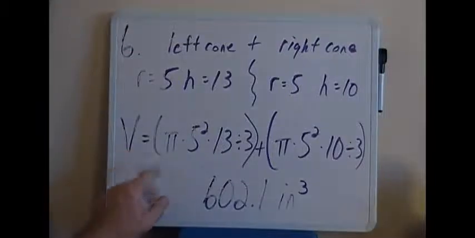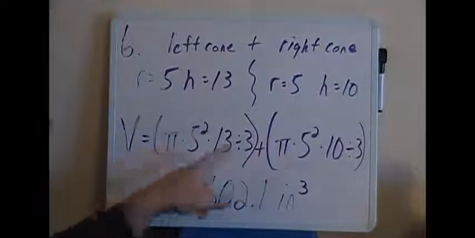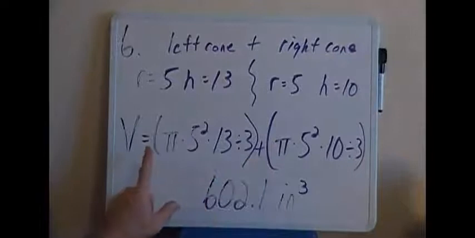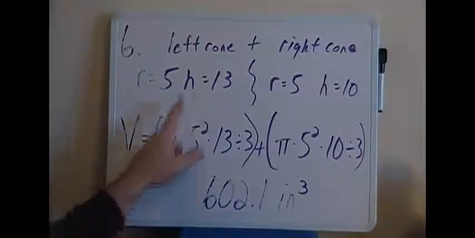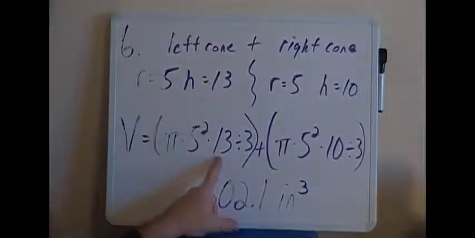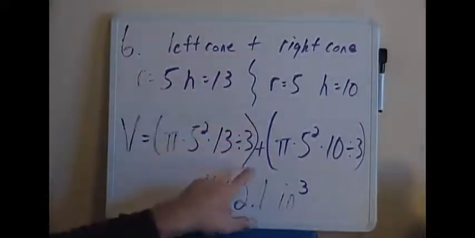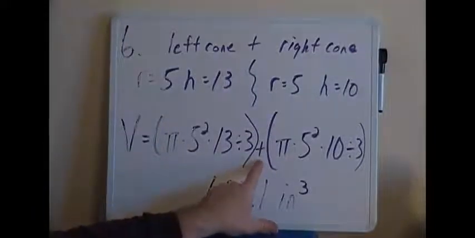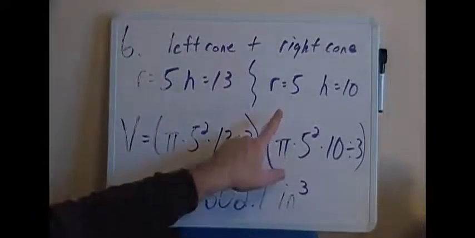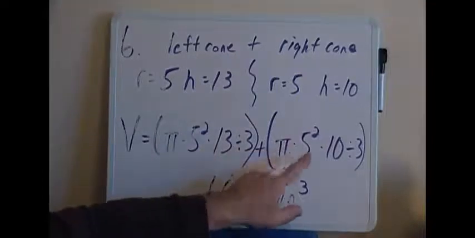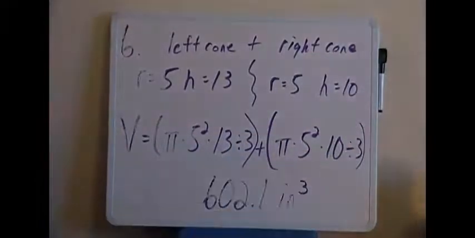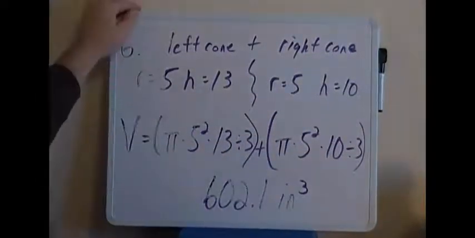The volume of this one, and the way I would do this is put this in parentheses right away. Practice this. It would be a good thing for you to learn to do in your calculator. Left parenthesis pi times 5 squared, the radius, times the height of 13 divided by 3. Right parenthesis. We're going to add the 2 because we want to add up the 2 different volumes. So it's add, or plus, left parenthesis pi times 5 squared, the radius, times the height of 10 divided by 3. Right parenthesis, put it in the calculator, 602.1 cubic inches.